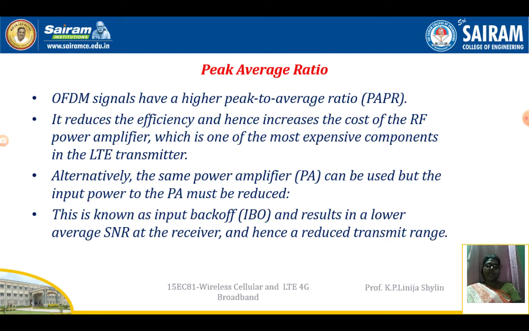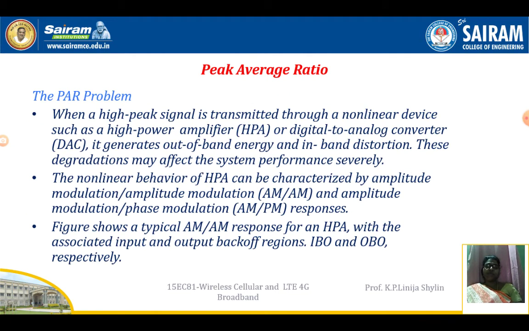And for the same power amplifier, that is PA, the input power to the PA can be reduced. That is one of the options we are going to use, and that is called input back off. This also results in a lower average signal to noise ratio at the receiver. Therefore there will be a reduction in the transmit range.